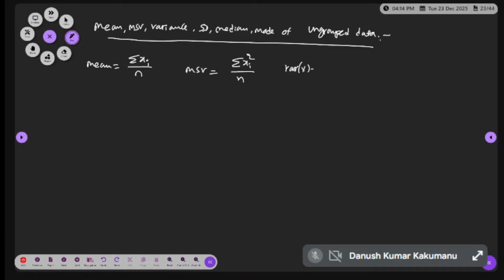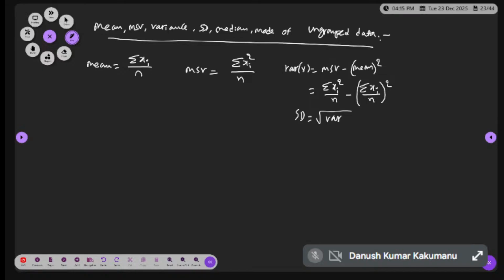Then what is the variance? Variance of x is equal to the mean squared value minus the mean whole squared. That is, sigma xi squared divided by n minus sigma xi by n whole squared. What is the standard deviation here? Standard deviation is the square root of the variance.